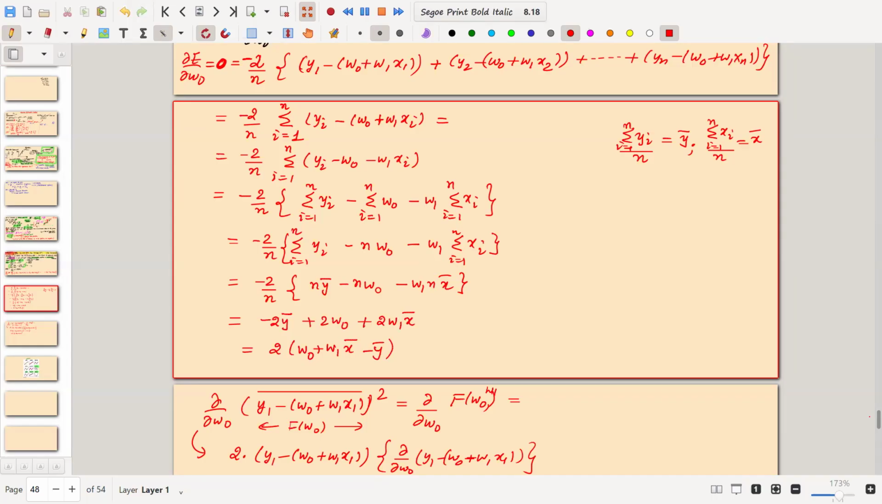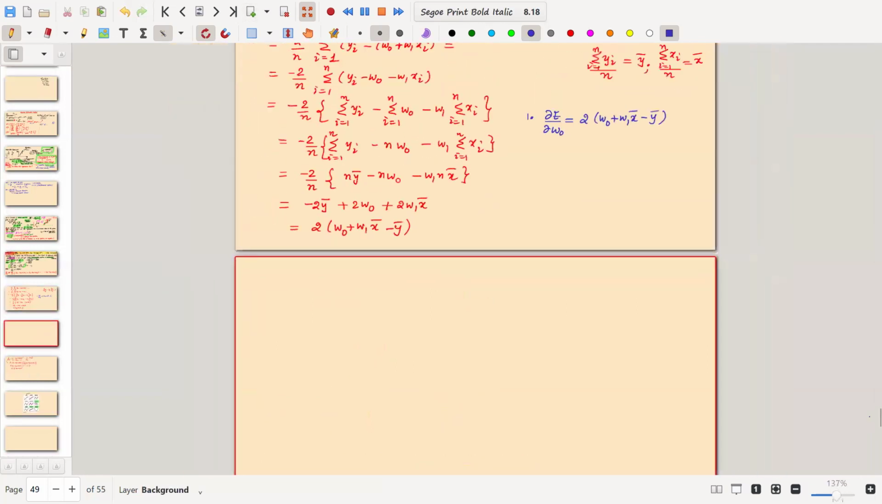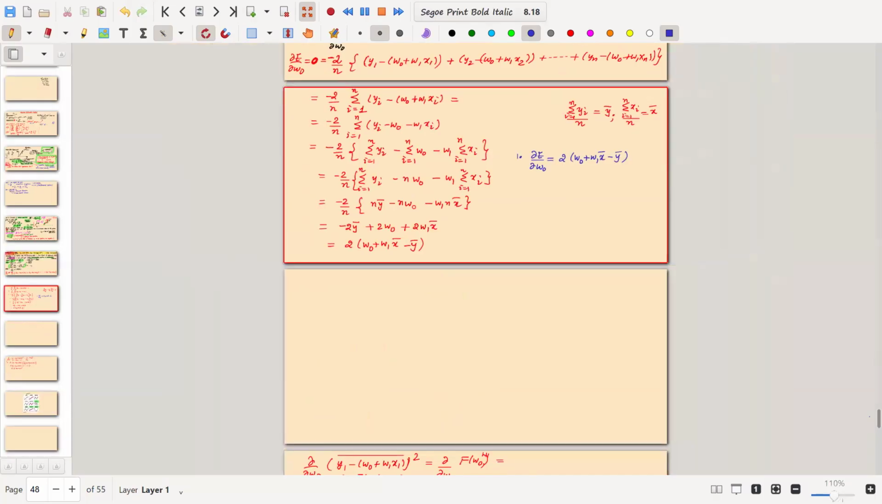You agree? Okay. So this you keep in mind now: dou E by dou w naught, finally we boiled it down to 2 times (w naught plus w1 x bar minus y bar). Agree? I'm keeping the 1-2 pages we have done listed down as a result here. Okay. Let us go to the next one. Can we now solve dou E by dou w1? Can you solve similarly and let me know?